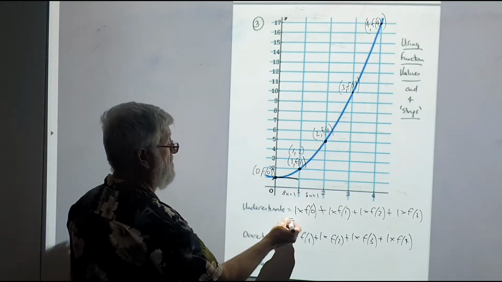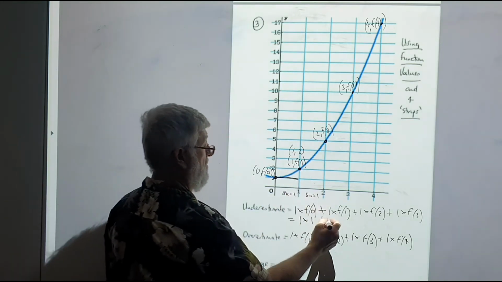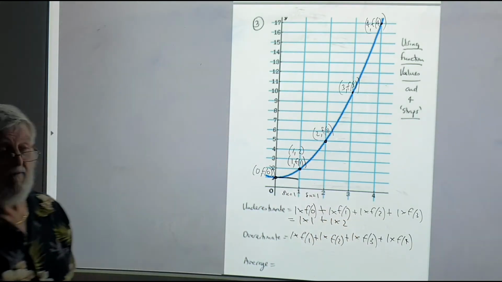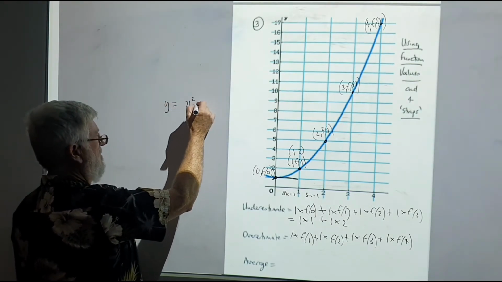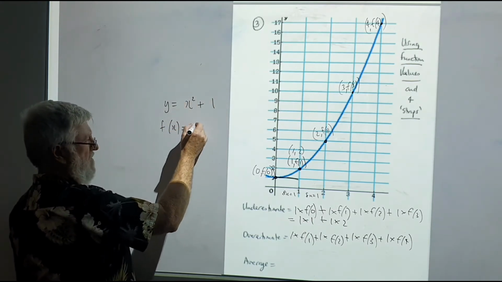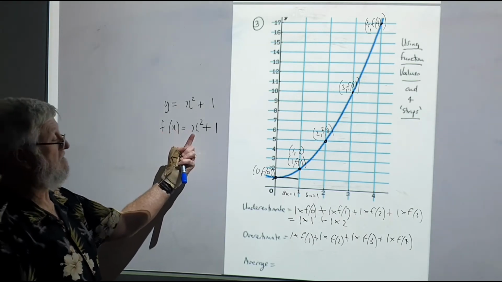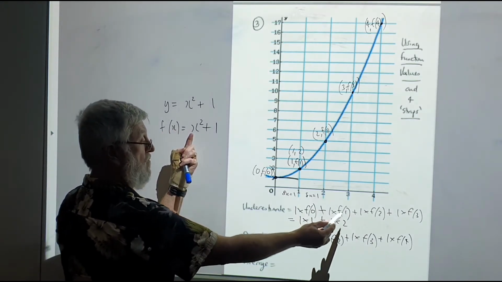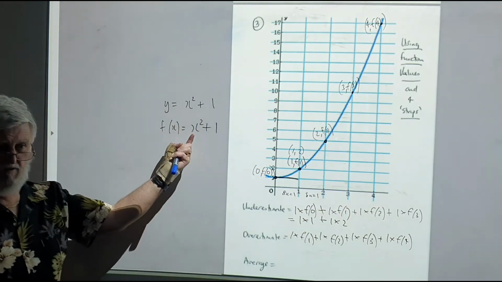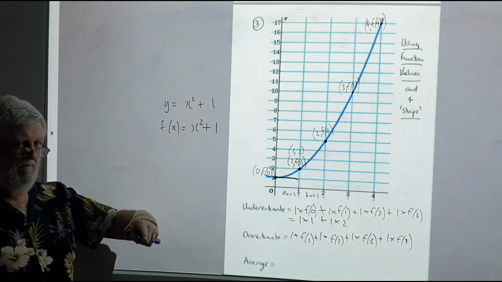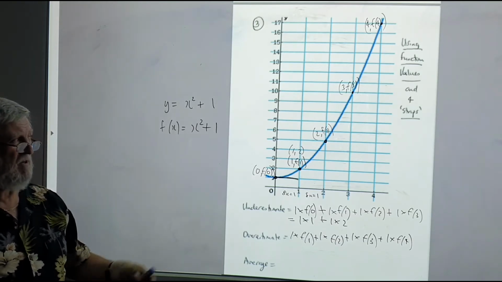So what is the function value for 0? 1. What's the function value for 1? 2. And by the way, if I gave you the equation of the graph, it is x squared plus 1. And we could have written that as f(x) is x squared plus 1. So you could have sat there and put in 0, put in 1, substitute 1, substitute 2, substitute 3 into the function. And how wide is each strip? 1. So really, maybe we should do this question again.